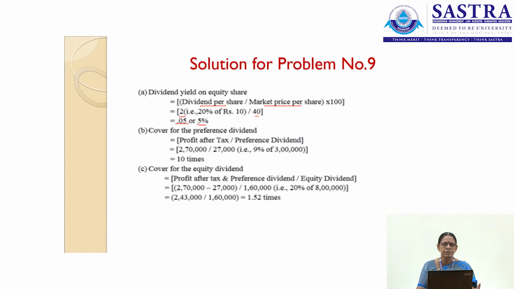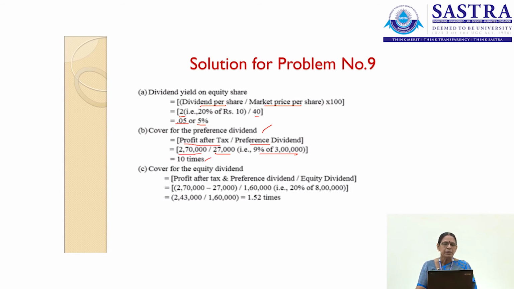Cover for your preference dividend. How many times your profit is covering your preference dividend? When will you pay the preference dividend? After paying off your tax. So, we take profit after tax as your numerator and preference dividend as your denominator. 2,70,000 divided by 27,000, that is 9% of your 3 lakh rupees. 9% is your dividend rate, 3 lakhs is your capital. So, 27,000 is your preference dividend. So, it is 10 times.